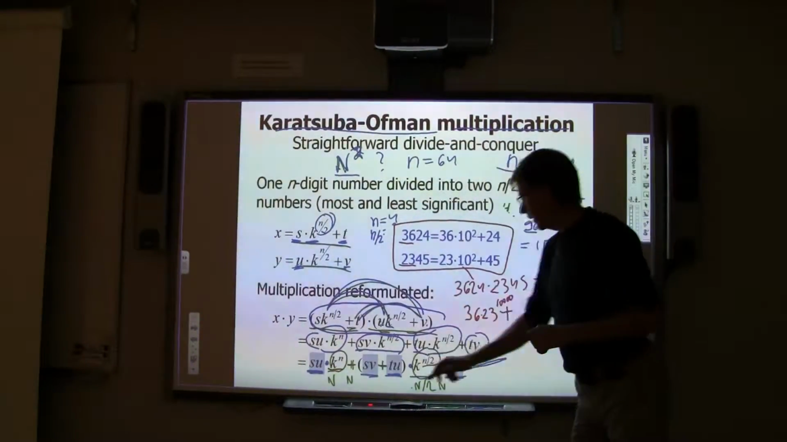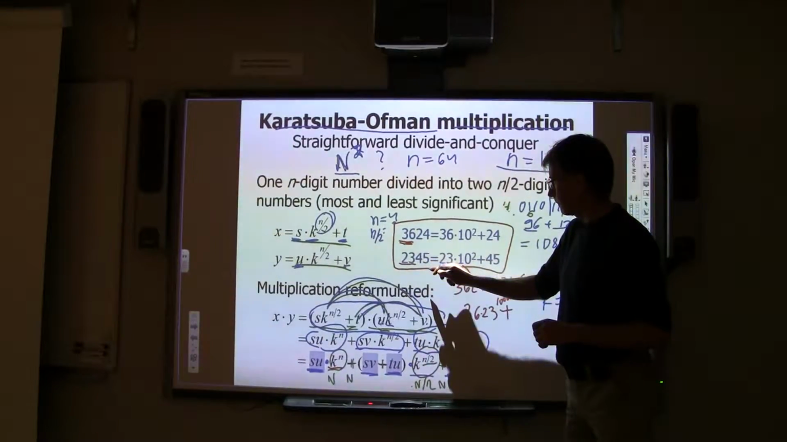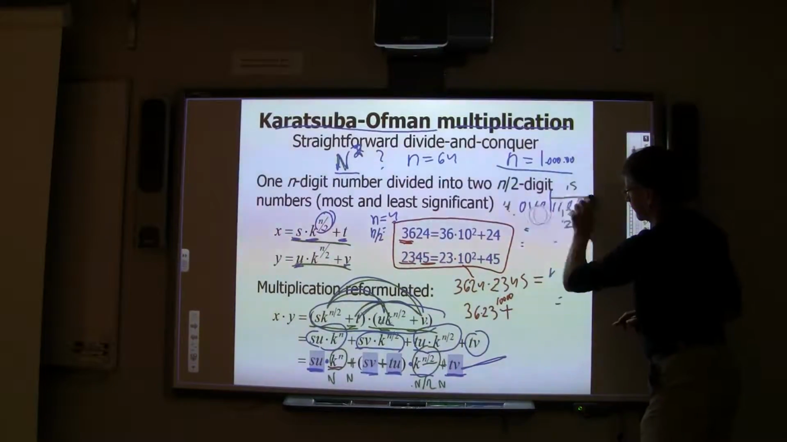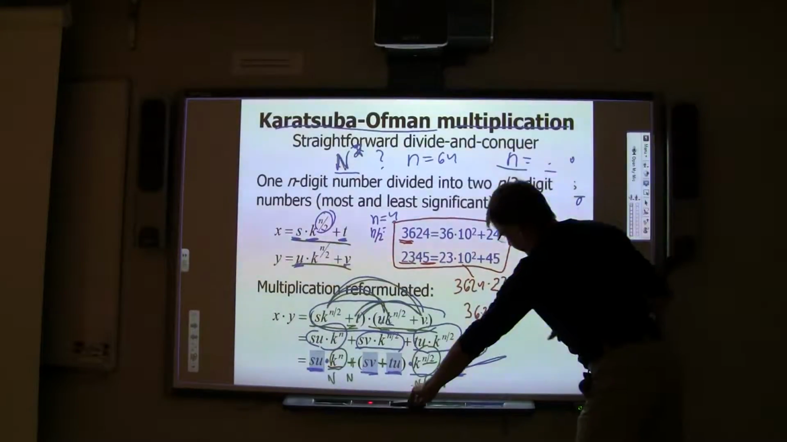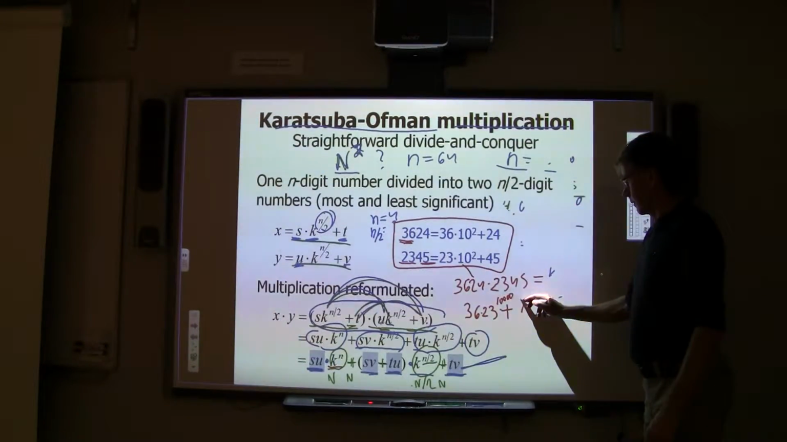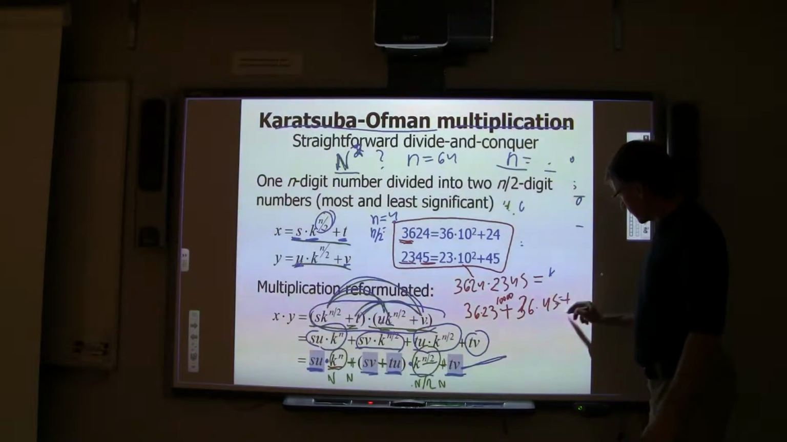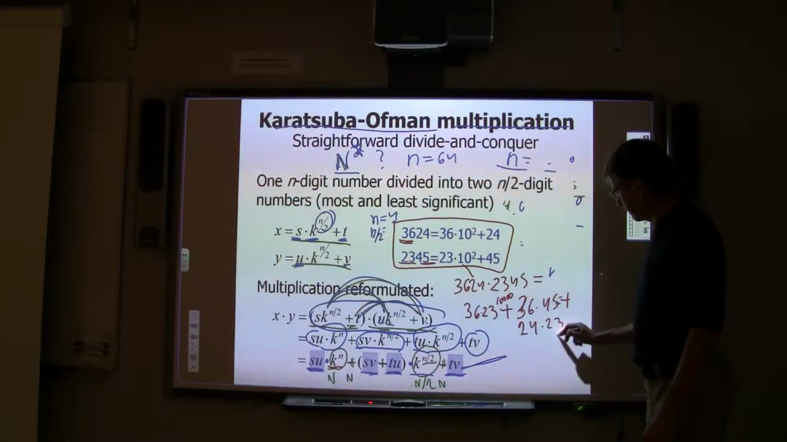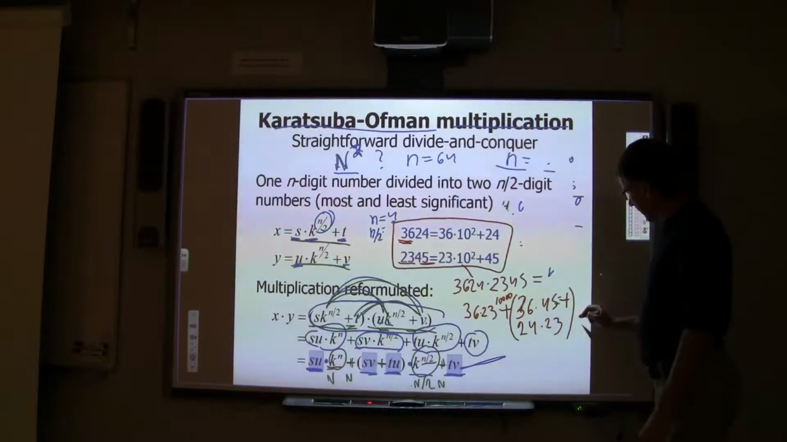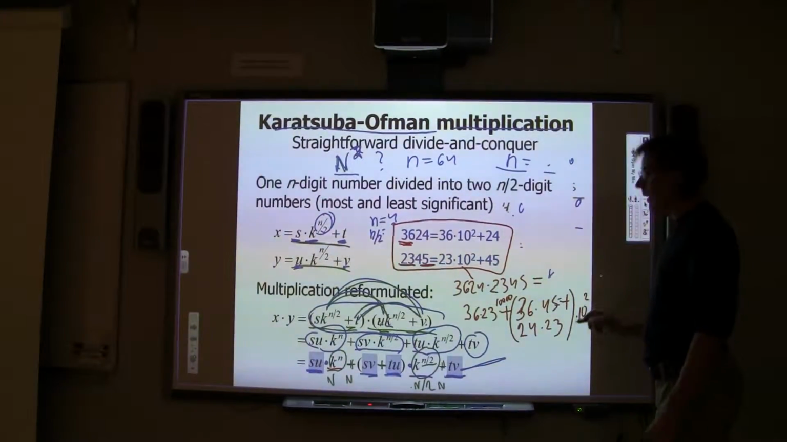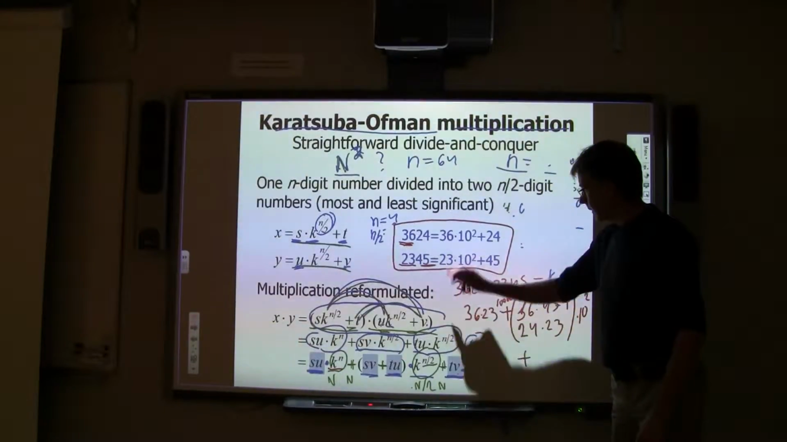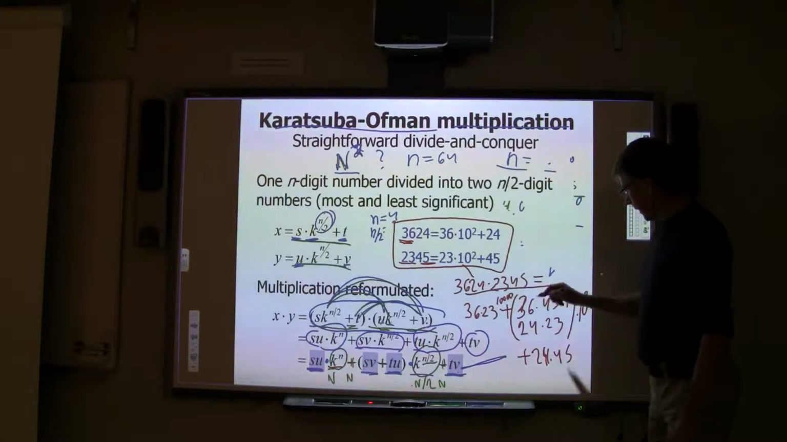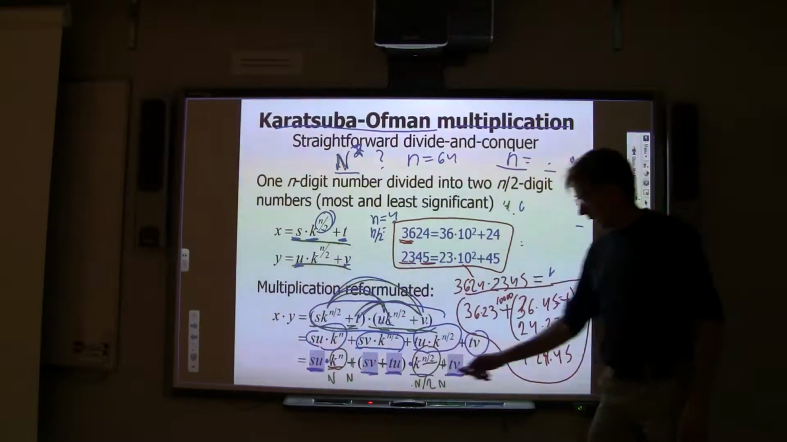Then I have SV, so S is this one and V is 45, so I have 36 times 45 plus TU, which is 24 times 23, and this is now multiplied by 10 power 2, 100. And the last multiplication TV is 24 times 45. This is my new formulation of that original multiplication.